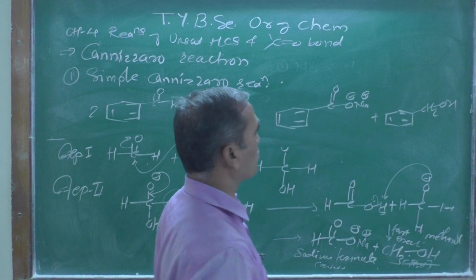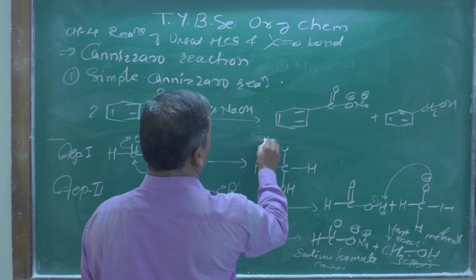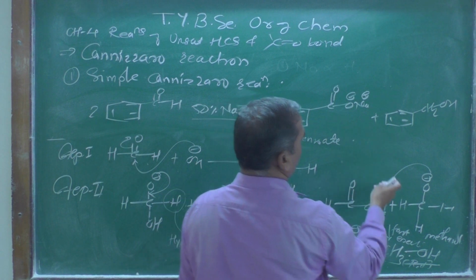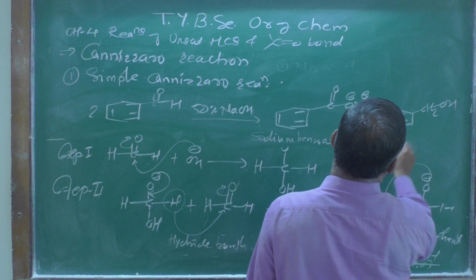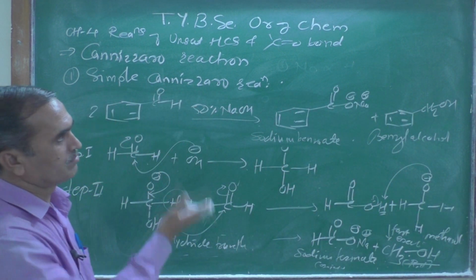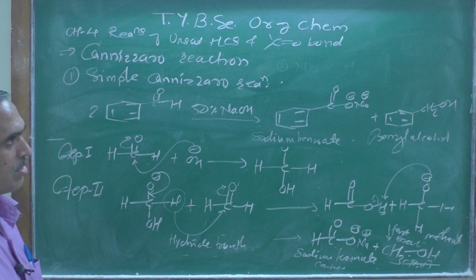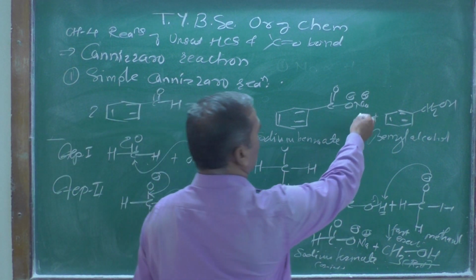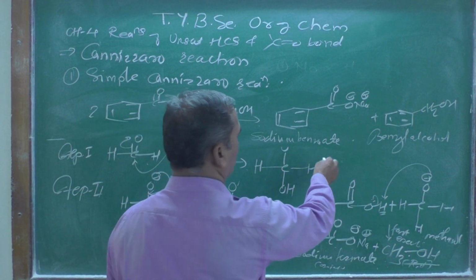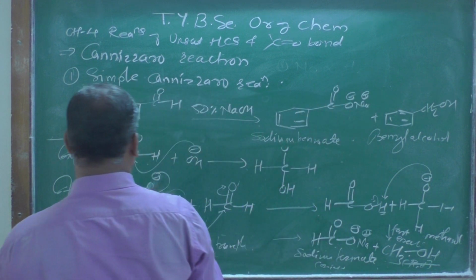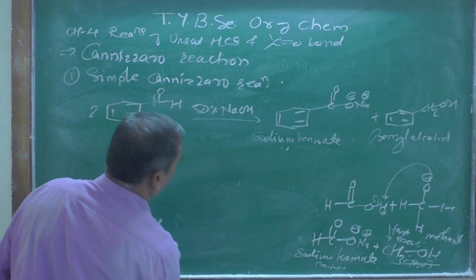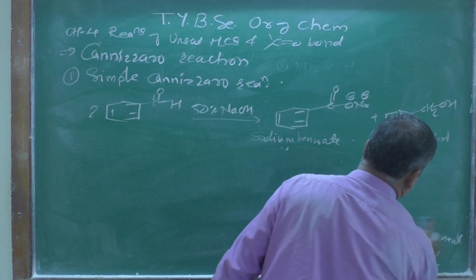CH2OH. This one is a sodium salt, sodium benzoate, and this is called benzyl alcohol, right? So in this way we are getting the formation of the product. Understood this one? Here in the workup, the benzoic acid is also obtained. If you use water, you will get it back. So this is the second example of the simple Cannizzaro's reaction.